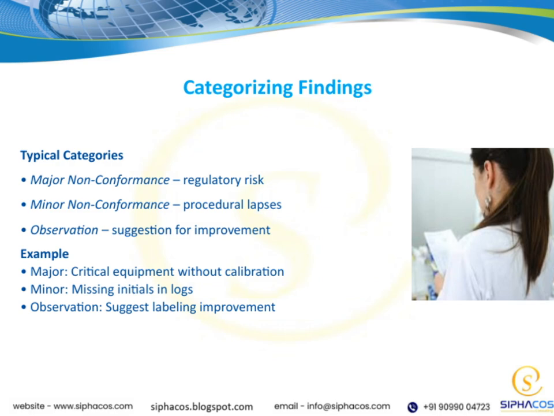processes or compliance. To give you some practical examples, a major nonconformance might be critical equipment that hasn't been calibrated properly, which could impact product quality or safety. A minor nonconformance could be something like missing initials on logs, which might seem small but can affect traceability. And an observation might be suggesting a labeling improvement to make processes clearer and more efficient. Understanding these categories helps us prioritize actions and communicate findings effectively within the overall quality management framework. It keeps us focused on what's most critical while also fostering continuous improvement.